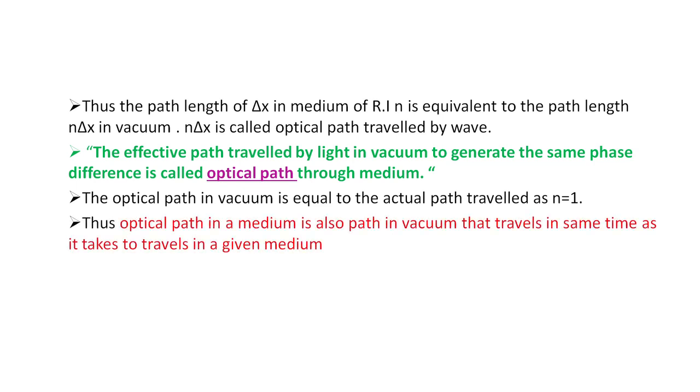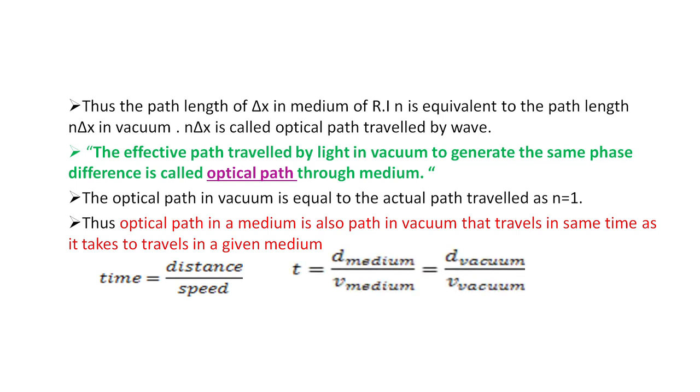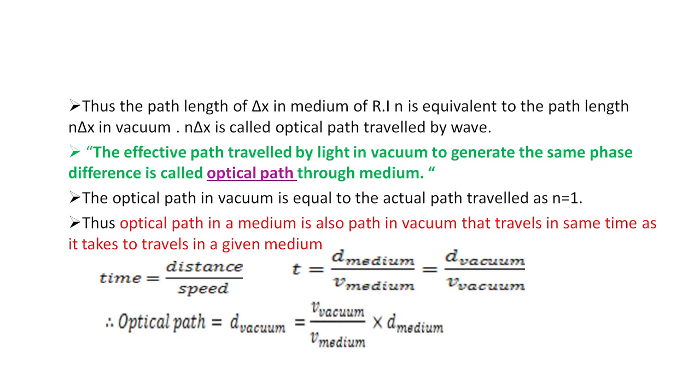Thus, the optical path in a medium is also the path in vacuum that light travels in the same time as it takes to travel in the given medium. We have the equation time is equal to distance upon speed. Then time is equal to distance in the medium divided by velocity in the medium, which is equal to distance in vacuum divided by velocity in vacuum. This means the optical path, which is d vacuum, is equal to v vacuum divided by v medium into d medium. That means the optical path is equal to refractive index into the distance in the medium.